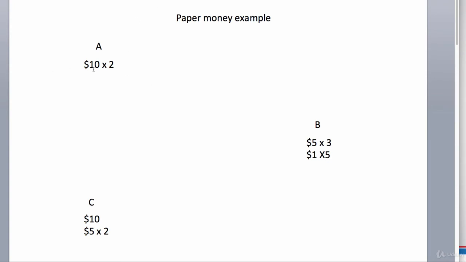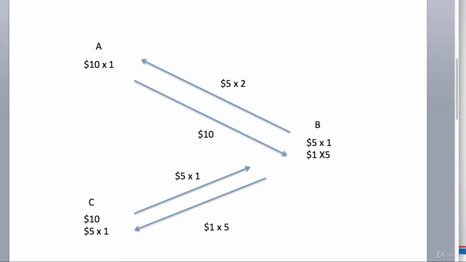This is kind of how I view private send working. So, for example, you have person A with $10 and 2 $10 bills. Person B, they have 3 $5 bills and 5 $1 bills. Person C has $10 and 2 $5 bills. So, what if person A wants to trade $10 for 2 5s, and person C wants to trade 1 5 for 5 1s?